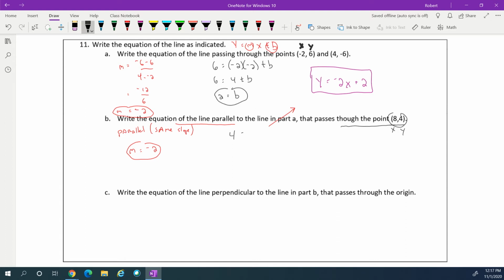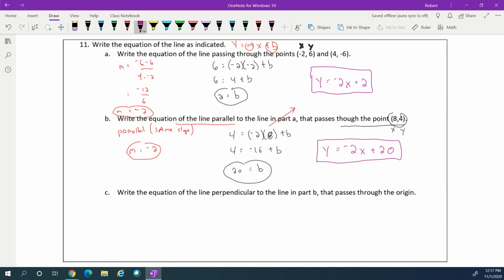So y equals mx plus b. 4 equals -16 plus b, and b equals 20. And finally, we're going to write the equation. Y equals mx plus b. And we have the equation of a line that is parallel, but happens to go through a different point or set of points.